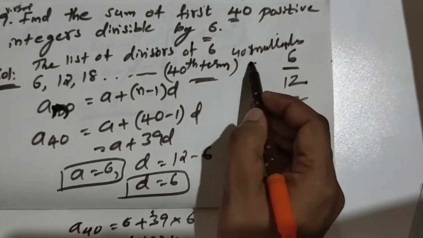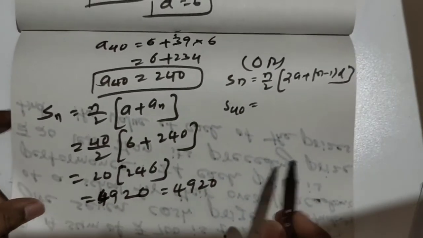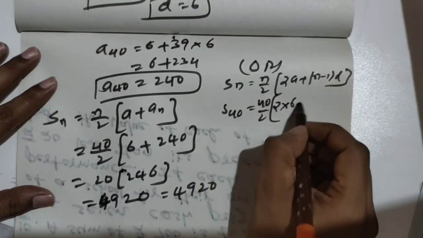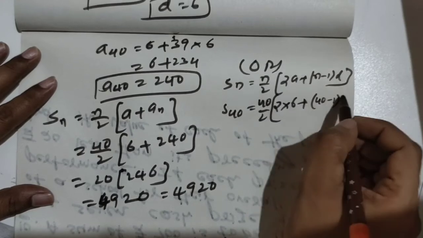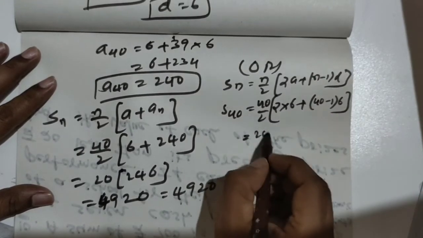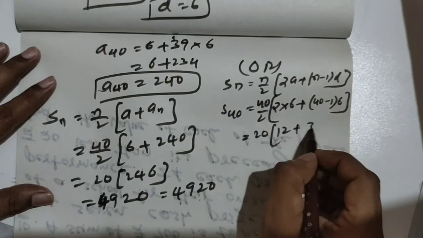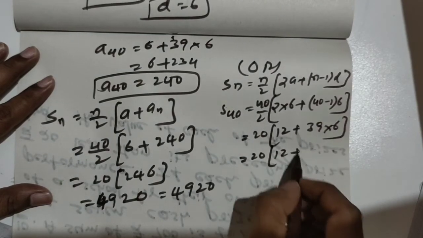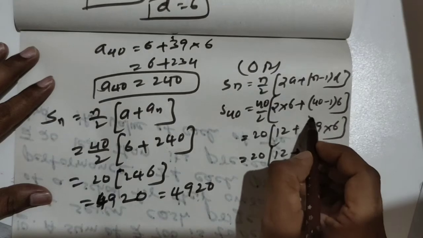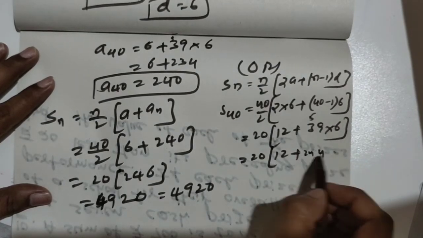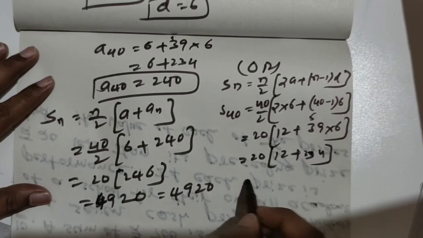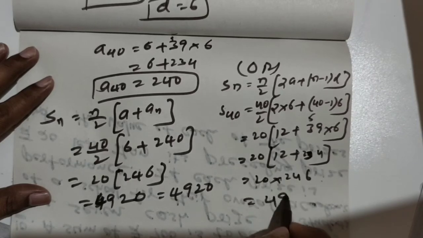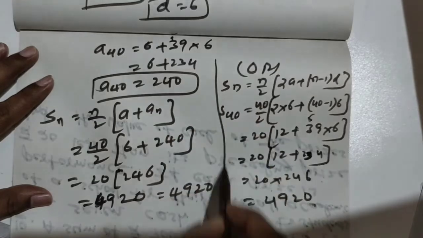40 multiples. Okay, so by that way we can write simply S40 is equal to 40 by 2 into 2 into 6 plus 40 minus 1 into d, where d is here 6. So here we get 20 into 12 plus 39 into 6. So 20 into 12 plus, simply we get it as 234. So 20 into, simply we get 246. Again we get 4920. This is the way also we can do. Okay.